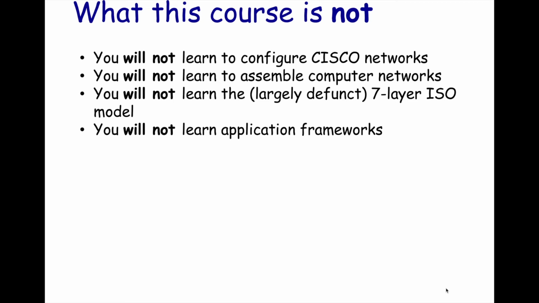We're not going to assemble and build computer networks. You're not going to learn the largely defunct 7-layer ISO model, right? That's largely defunct in the modern internet stack. So that's not what our focus is going to be. You're not going to learn application frameworks. So we're not going to learn JSON-RPC, right? Doing JavaScript Object Notation to do RPC calls. That's not what this course is about. Okay. All right. Any questions?